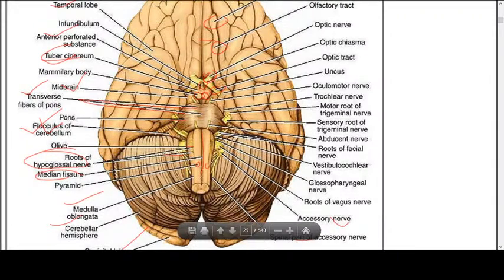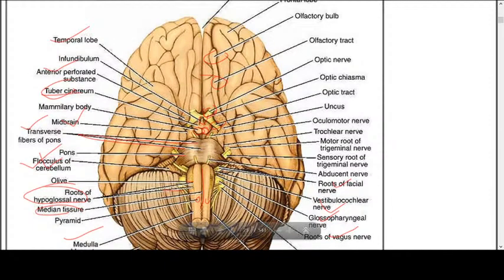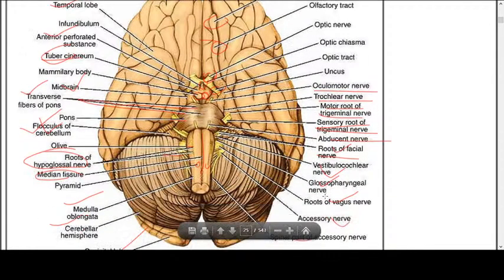Roots of the vagus nerve, glossopharyngeal nerve, vestibulocochlear nerve, root of the facial nerve. So I need to know where those things come from. Oculomotor nerve, trochlear nerve, trigeminal nerve, sensory root of the trigeminal nerve, abducens nerve, roots of nerves.